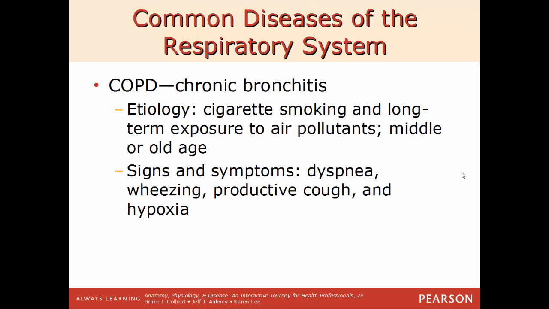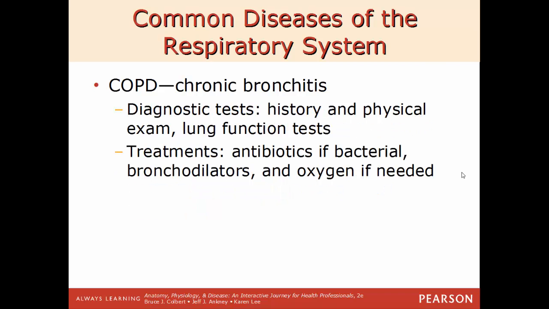Alright, next one, COPD. Talk about chronic bronchitis. Etiology: cigarette smoking and long-term exposure to air pollutants, being middle or old age. Some signs and symptoms: dyspnea, wheezing, hypoxia, productive cough. Some diagnostic tests are used: history and a physical exam, some lung function tests. For treatments, if it's bacterial in nature, then antibiotics. You can also use bronchodilators, and if necessary, oxygen.